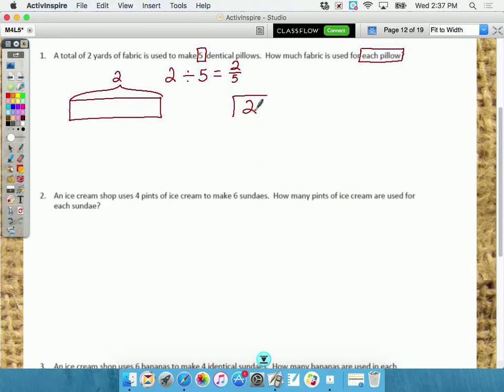Okay, what am I dividing by, Brian? 5. Okay, now for the new part. Here's how I figure it out. The number I'm dividing by is my number of units. So 5 units. I can also count my boxes in the tape diagram. That's the first thing I write. 5 units equals how many yards of fabric? 2 yards.